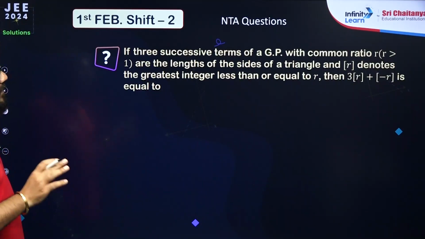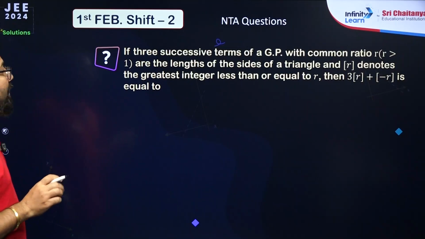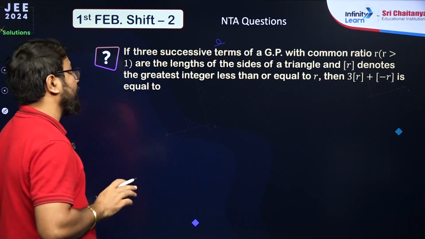If the three successive terms of a GP with the common ratio R are the lengths of the sides of the triangle, okay?